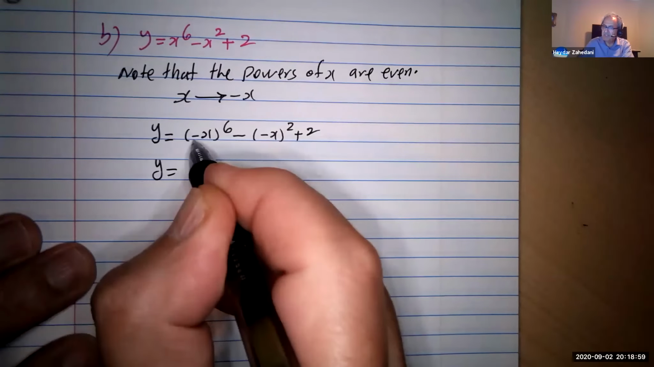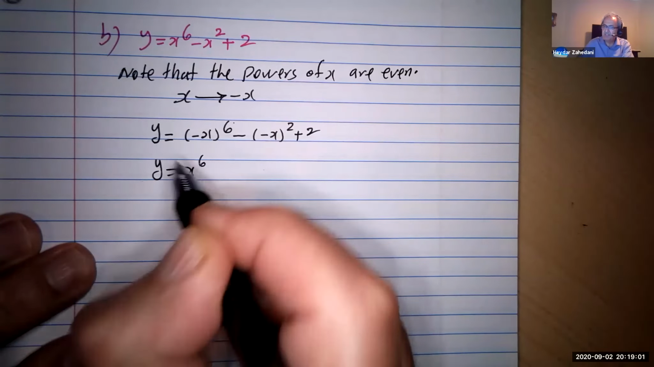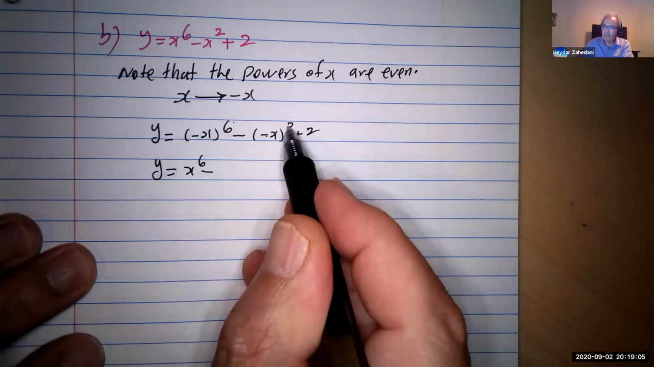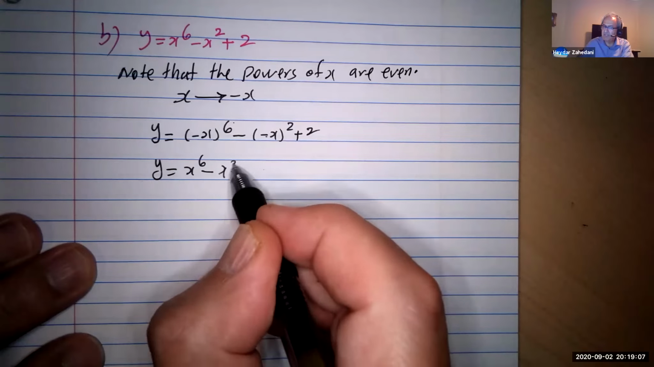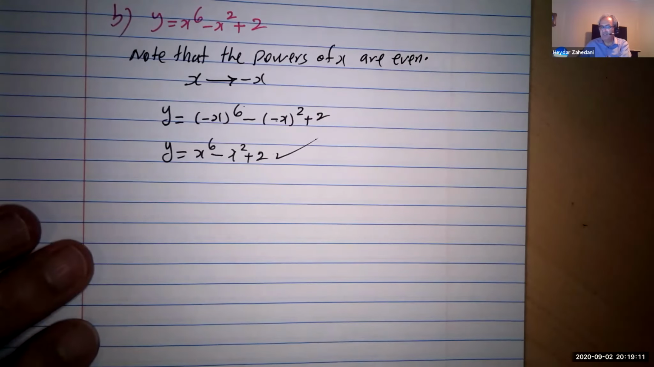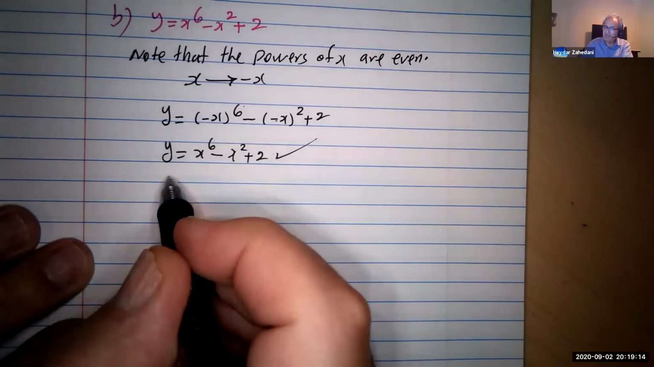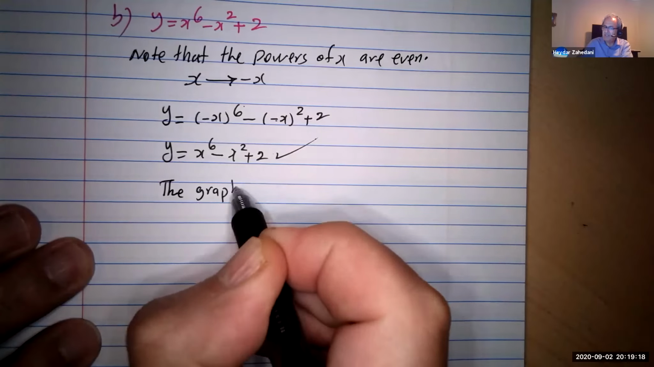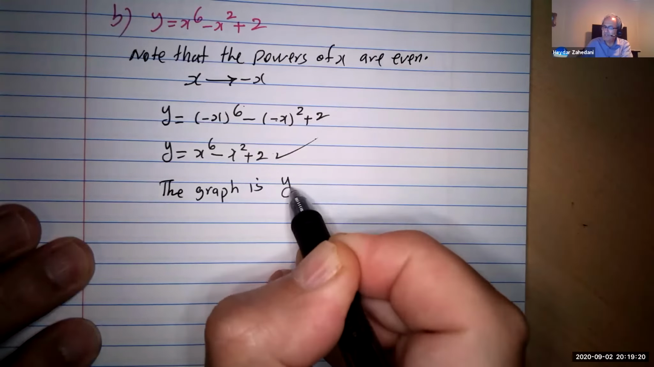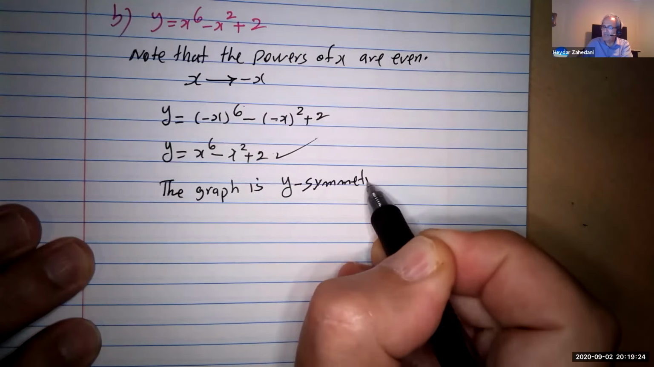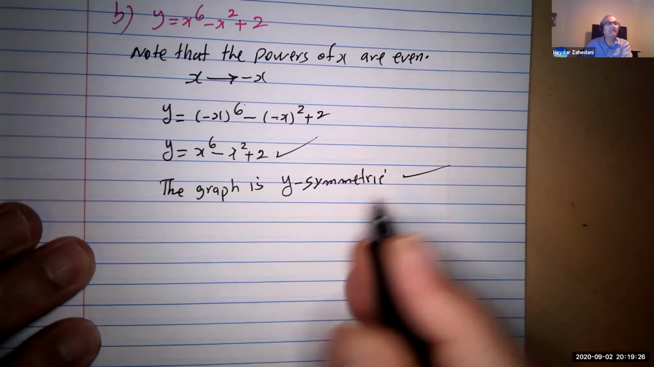Because negative x to the 6 would be positive x to the 6, minus, inside, negative x squared would be just positive x squared, plus 2. So we change the x into the negative x, everything will stay the same. So the graph is y-symmetric. The mirror is on the y-axis, and it's done.